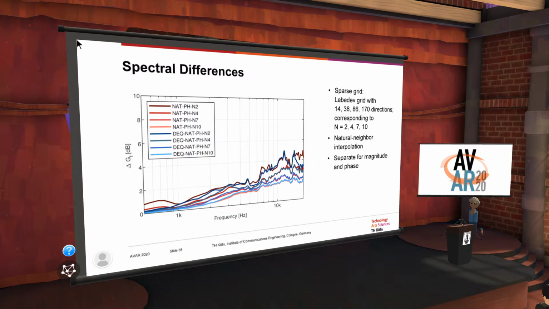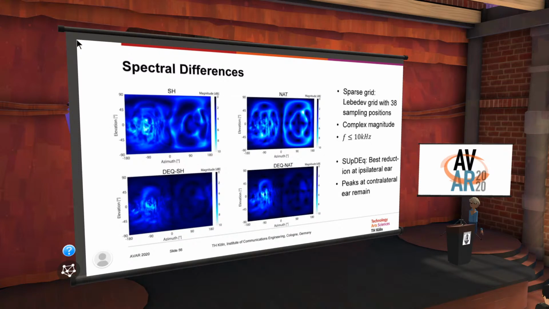Finally, there's just one more measure which I want to show, and again, the trend is always the same. Again, spectral differences, but now we look at the distribution over the direction.